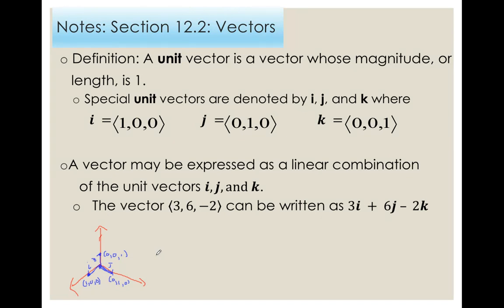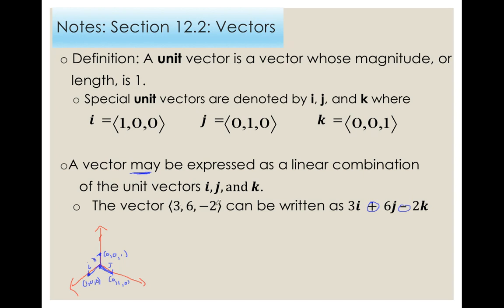Right, those are special unit vectors. And any vector that we have may be expressed as a linear combination. So what does it mean to be a linear combination? It means you're adding. Addition of the opposite is subtraction.